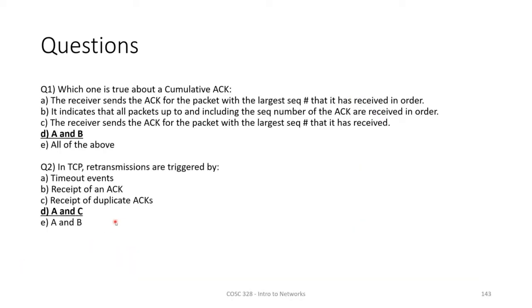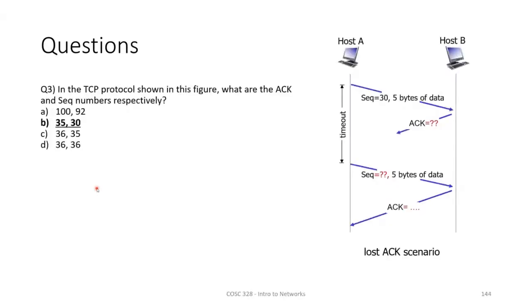Just look at the previous slide here. In TCP, retransmissions are triggered by a timeout event or a receipt of duplicate acknowledgements. So here, host A has sent something, but then the acknowledgement is lost and the timeout has occurred. So this is the retransmission of the previous one. So for sure, this sequence number is the exact same sequence number that it was sent previously.